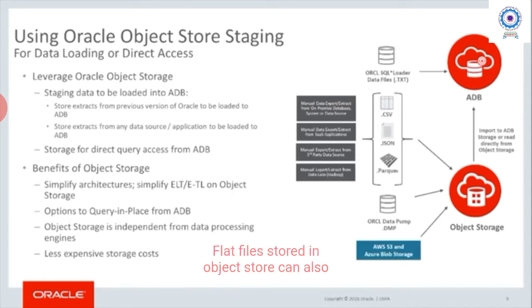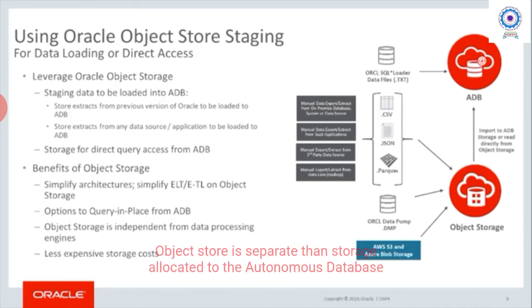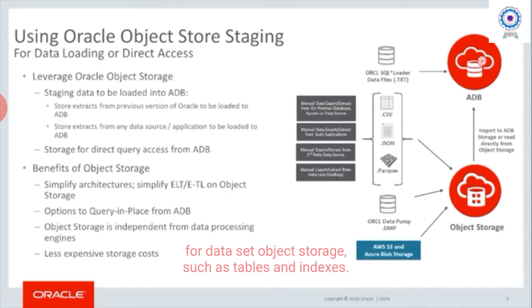Flat files stored on Object Store can also be used as Oracle Database external tables, so they can be queried directly from the database as part of a normal DML operation. Object Store is separate from storage allocated to the Autonomous Database for dataset object storage, such as tables and indexes. That storage is part of the Exadata system and is automatically allocated and managed. Users do not have direct access to that storage.